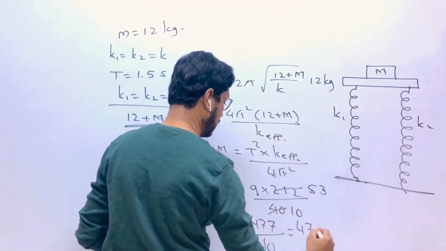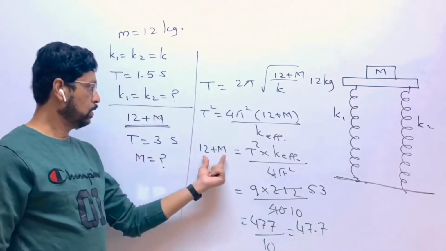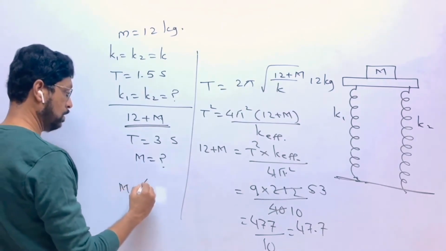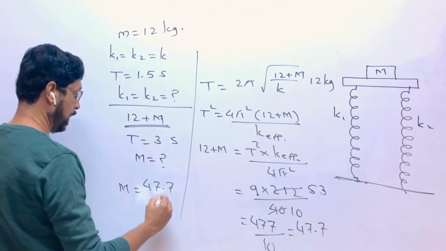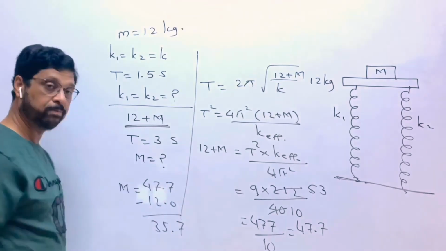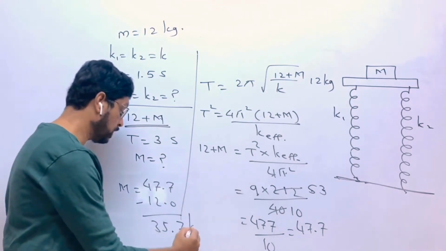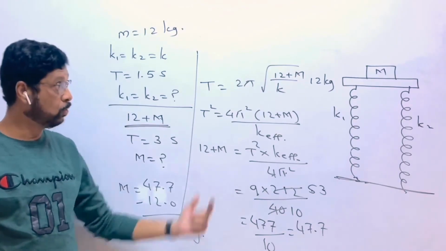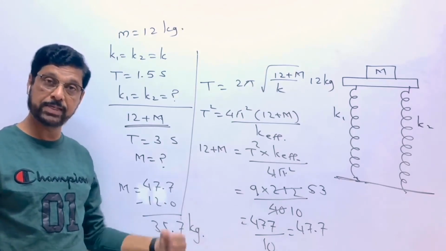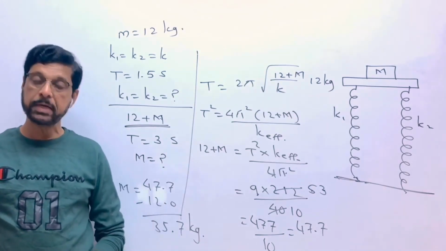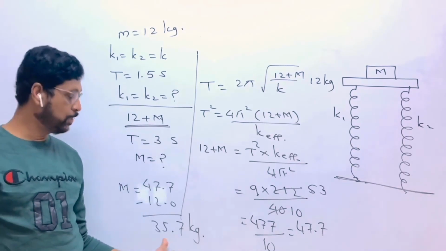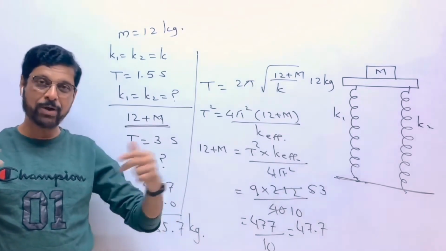9 3s are 27, carried 2, 9 5s are 45 plus 2, 47 upon 10, that is 47.7. So 12 plus M is 47.7, means M will be 47.7 minus 12, that is 35.7 kg. So the mass of the block is approximately 35.7 kg. Exactly, it is 36 kg. Exact answer is 36 kg, and we got 35.7 kg.